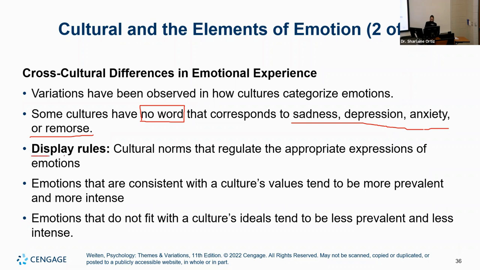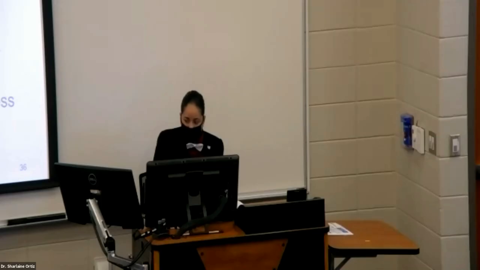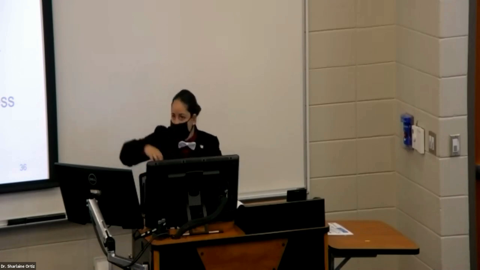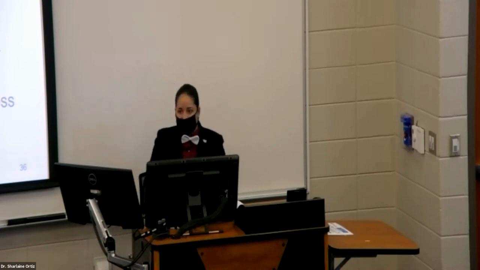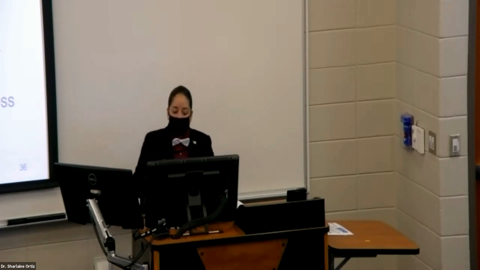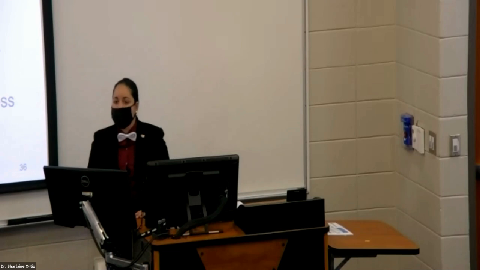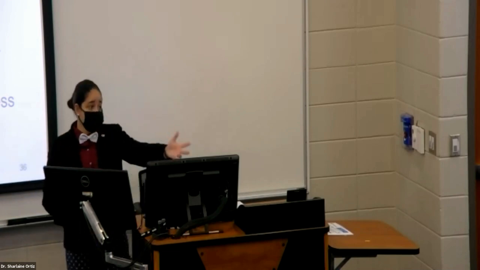Now, another reason why we may have some differences in culture is display rules. Display rules are simply those cultural norms and what is considered appropriate expression of emotion. You're thinking, well, if I'm sad, I'm sad, regardless of whether I am white, black, Asian, Middle Eastern, African. The issue with that is that we are taught how to express our emotions. And because we are taught how to express our emotions, they're going to look different from one culture to the next.